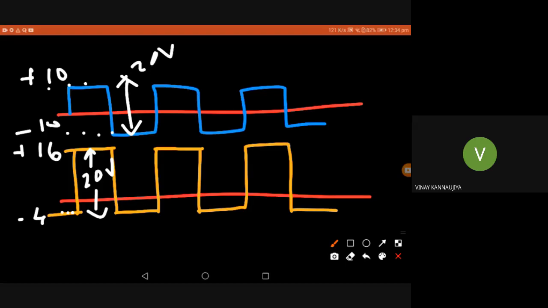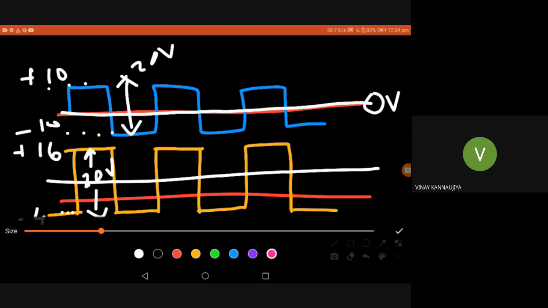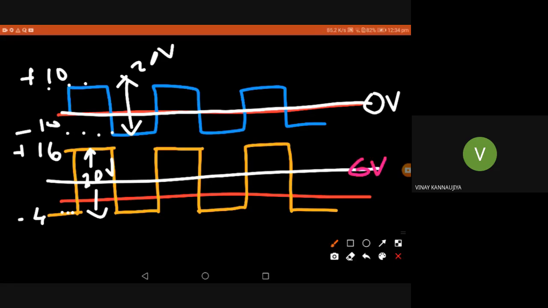Initially it was zero. Zero voltage was the symmetrical point on the y-axis of my input. Now what is my symmetrical point? What is my midpoint? Yes, it is 6 volt, right? It has changed to 6 volt. So I have shifted it up by 6 volt. I've clamped the input to plus 6 volt. So this is the clamper.